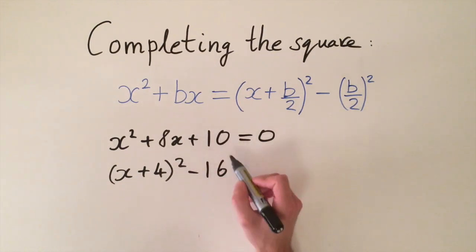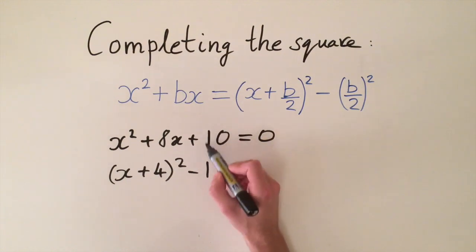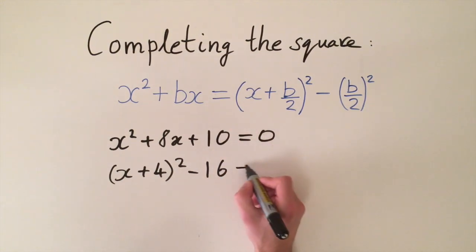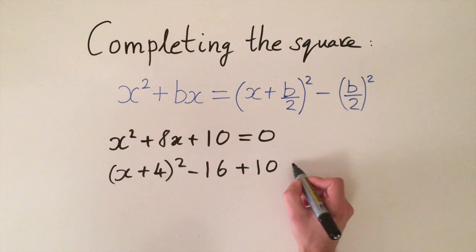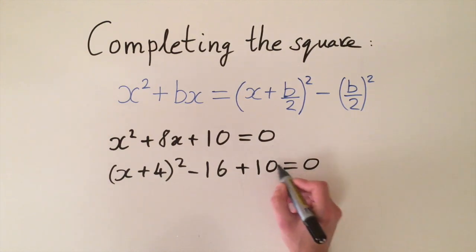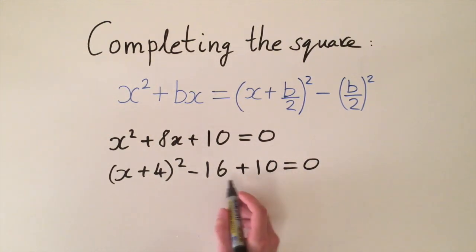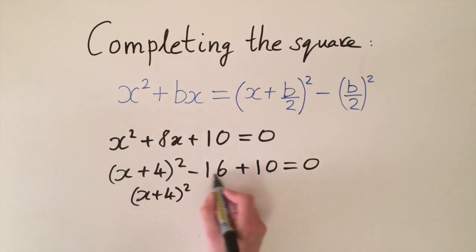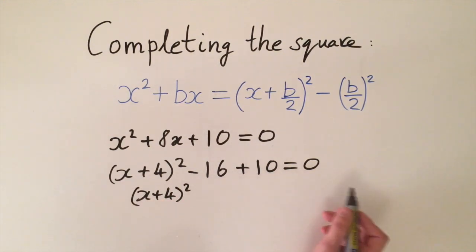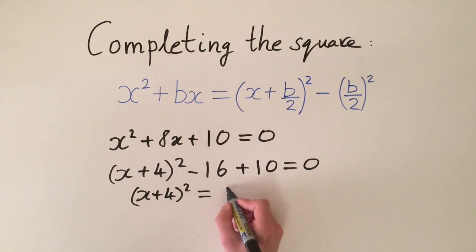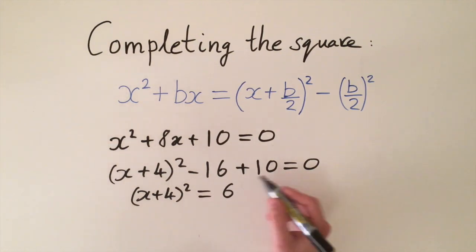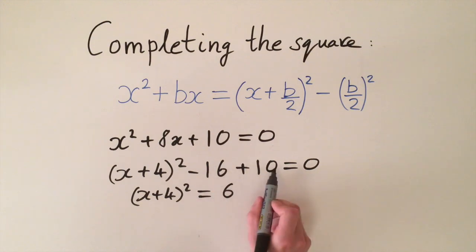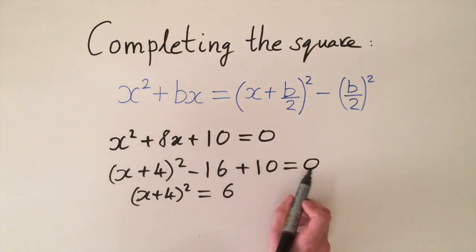And then the last step is to not forget that we still have the plus 10 from before. So this carries through and we just write plus 10. And this is still equal to 0. So we can just collect the terms. This is x plus 4 squared. This is minus 6, but I'm just going to move it onto the other side. Write this as plus 6. So I do these 2 steps in one step. We have minus 16 plus 10 is minus 6. Move it onto the right hand side.